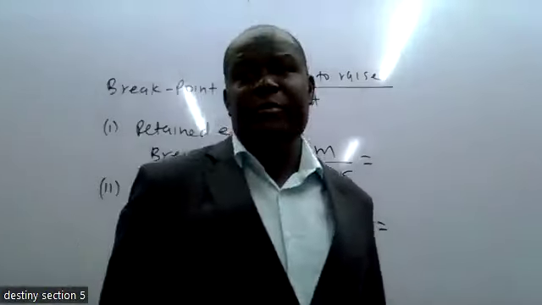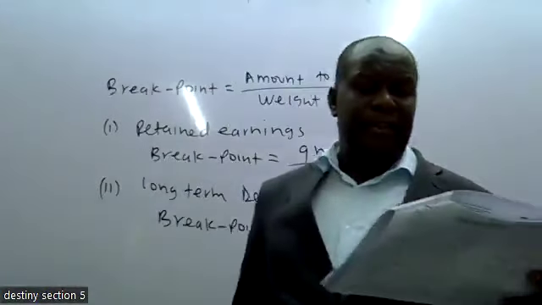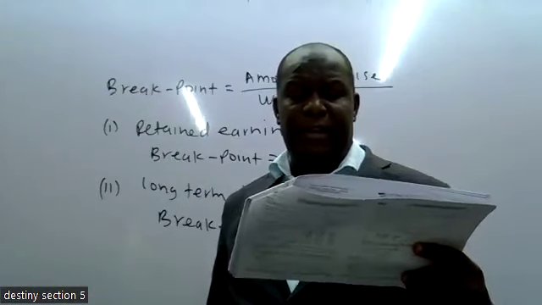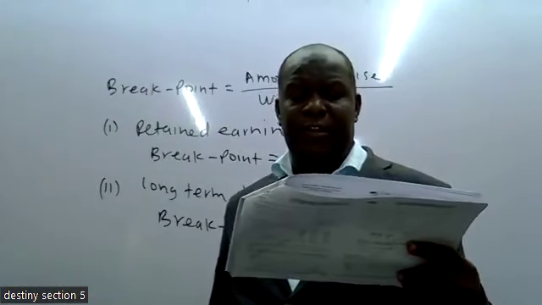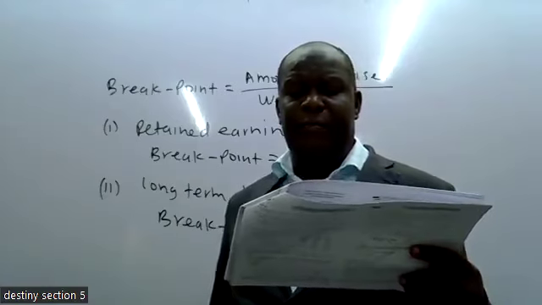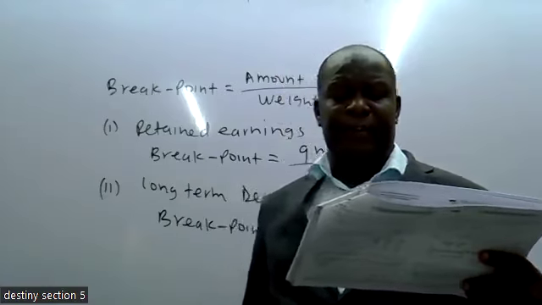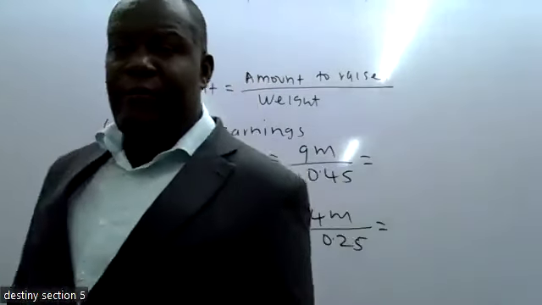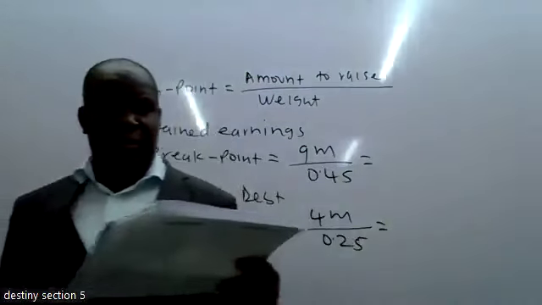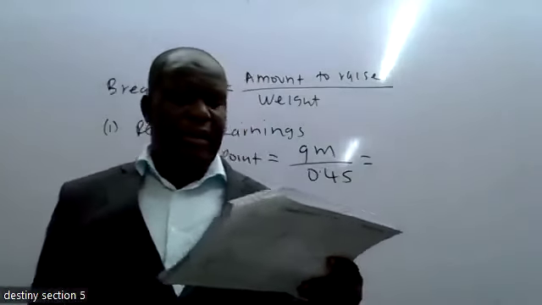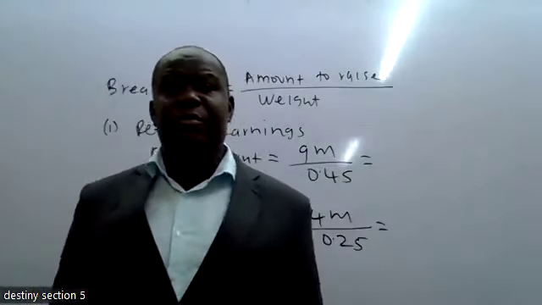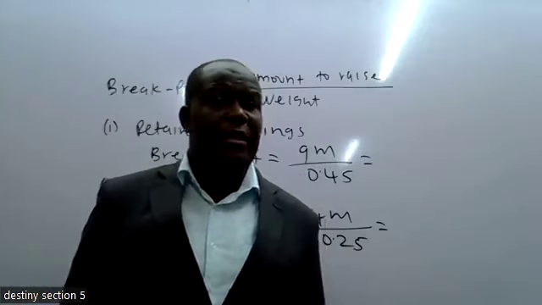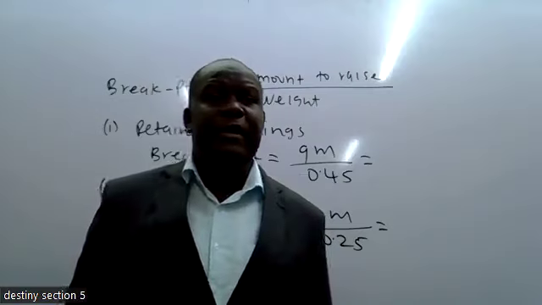So that is now the 2 breakpoints. The rest, remember, after the 4 million, they said that debt will only be obtained at 12% interest, the net proceed of 90%. So they have not specified the amount for that. Also, they never gave you any amount for the issue of the debenture. So there were only 2 breakpoints: the one for the retained earnings and the one for the long-term debt.